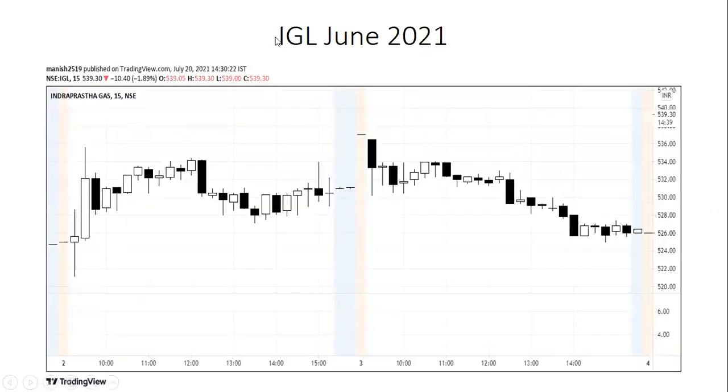Same setup you can now notice in IGL. This is the master candle, consolidation, breakdown. Again, you can see this is a very strong breakdown. Low and close of this candle is exactly the same. The candle does not have any lower wick. So this was a very strong breakdown. And from here, you can note down a one-sided move.